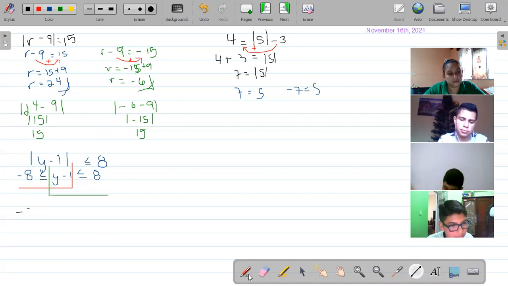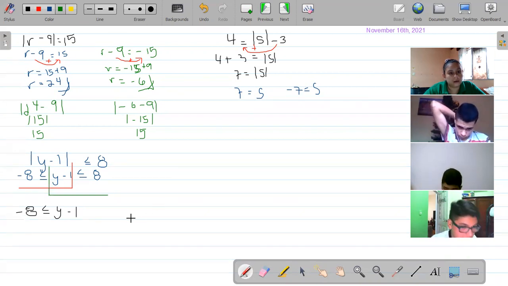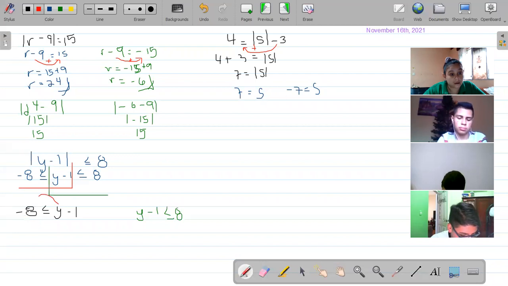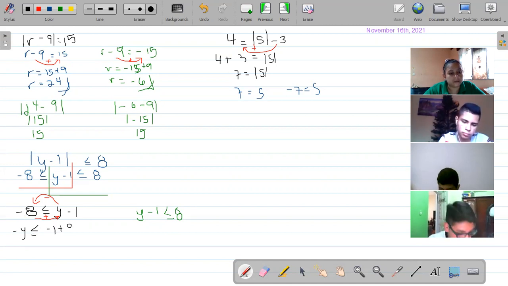Negative 8 is less than or equal to y minus 1. And in green, y minus 1 is less than or equal to positive 8. Now remember, it says variables go on the left, constants go on the right. So this variable should go over here, negative, and this should go to the other side, positive. What do I have now? Now I have negative y is less than or equal to negative 1 plus 8.